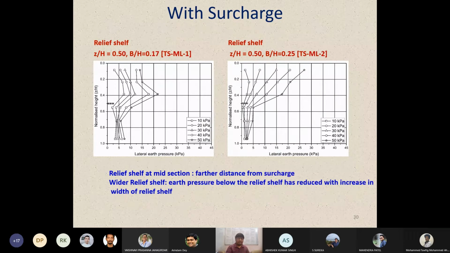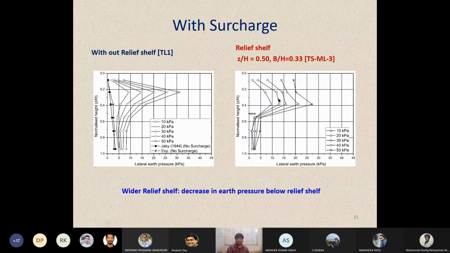Now, once we change this to a middle position, the increase in earth pressure is not as much as was noted when the relief shelf was placed closely to the surcharge. So what we noted is that we should place our backfill relief shelf at a middle position, so that we can offer some reduction in the bottom portion and also not allow the earth pressure to increase. With the other combination, a similar distribution is also happening.